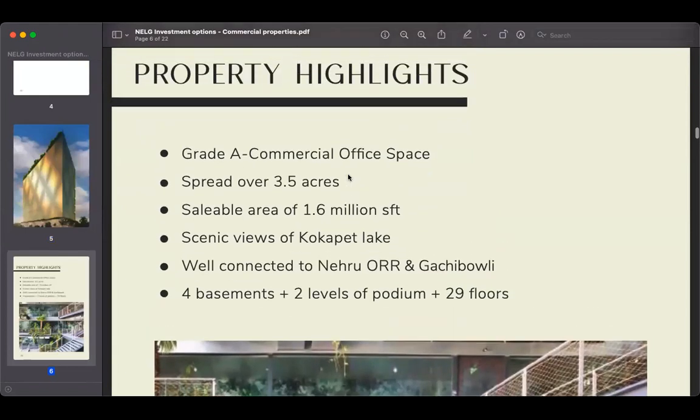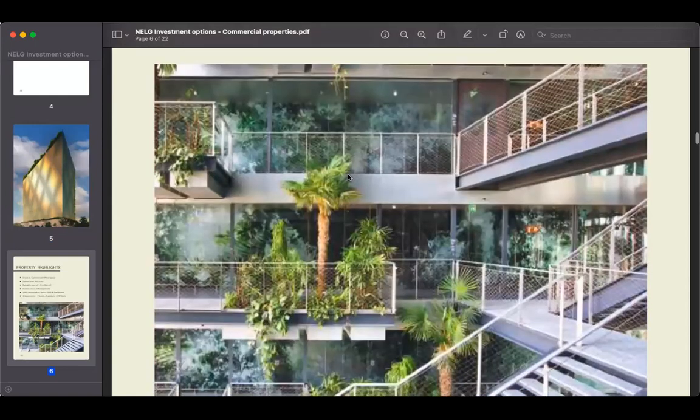Okay, so the property highlights a Grade A commercial office space on 3.5 acres, scalable to 1.6 million SFT, next to the Kokapet Lake, that is the backside of the Kokapet Lake, and well connected to the Nehru Outer Ring Road and Gachibowli, and it's coming with 29 floors.